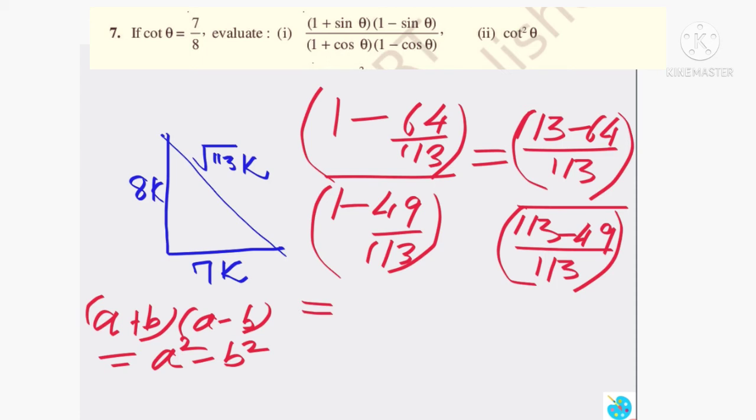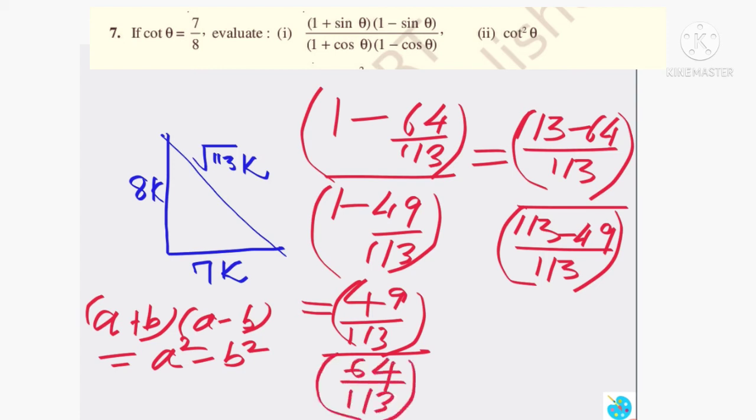This further gets me 49 upon 113 divided by 64 upon 113. And on reciprocating, I get the answer as 49 by 64. You can remember that whenever you have this form, 113 and 113 get cancelled and we are left with numerators. In the numerator I get 49, in the denominator I get the numerator of the lower fraction, that is 64. So 49 by 64 is the answer.